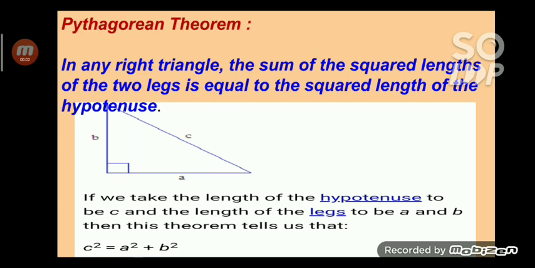What is the Pythagorean theorem? One of the famous mathematicians, Pythagoras, gave this theorem. He states that in any right triangle, the sum of the squared lengths of the two legs is equal to the squared length of the hypotenuse. Like if a right triangle has sides A, B and C, and we take the length of the hypotenuse to be C and the lengths of the legs to be A and B, then this theorem tells us that the square of the longest side, the hypotenuse, is equal to the sum of the squares of the two other sides.